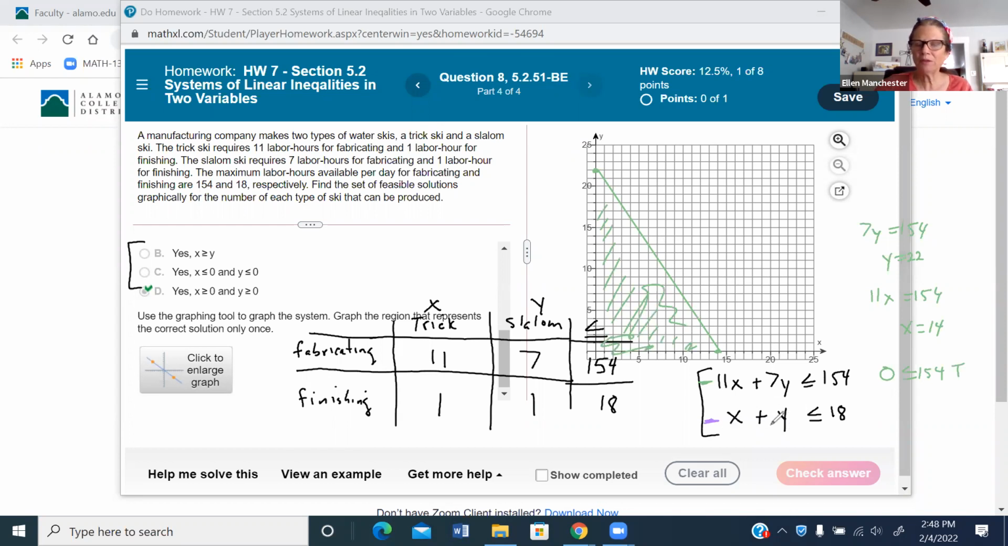Now I'm going to do the same thing with my purple. The purple line is easy. There's no solving. Cover up one, I get x equals 18. Cover up the other, I get y is 18. I come over here, here's my 20, 19, 18. Here's 14, 15, 16, 17, 18. Pick up my line and connect the two.